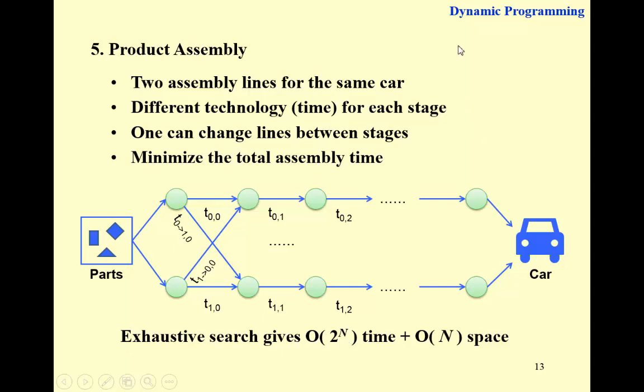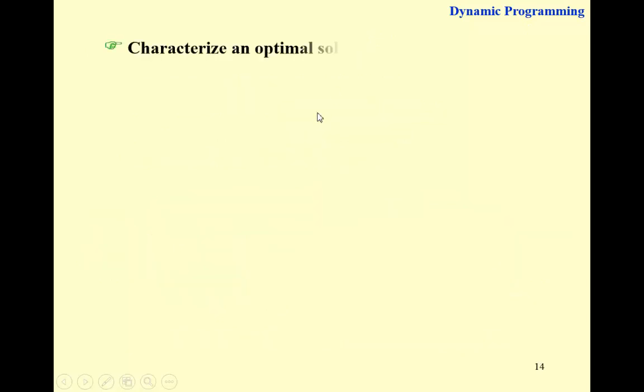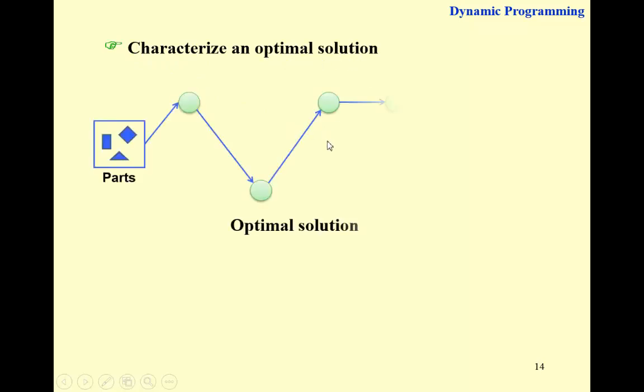Now let's think about using dynamic programming. Okay, let's try to follow the four steps. Step 1, characterize an optimal solution. So what is a subproblem? Think about this. If this is one optimal solution, and when we check out any stage in between, this path must also be an optimal solution of this subproblem.